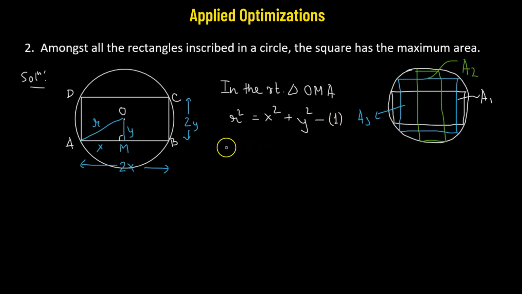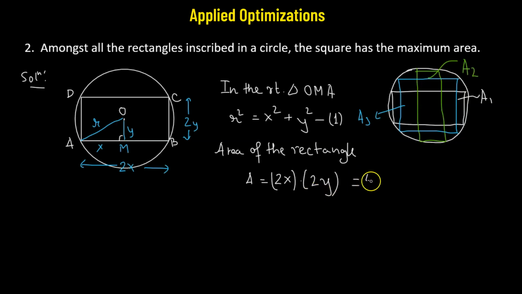Fine. And what about the area of this entire rectangle? Here we only consider the area of the rectangle. We do not have to worry about the area of the circle, because in the problem we have to optimize the area of the rectangle. So the area, let it be represented by A. So this is clearly 2x, the length, multiplied by the width, which is 2y. So this will be 4xy.